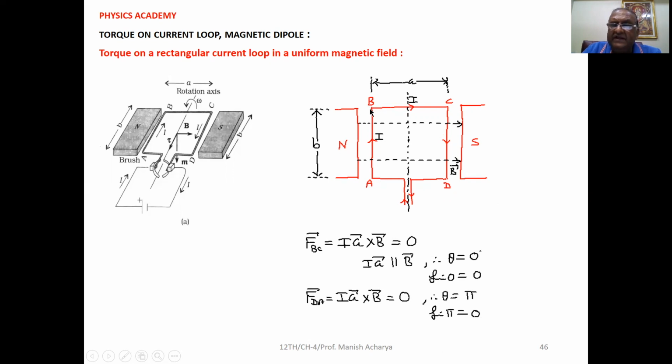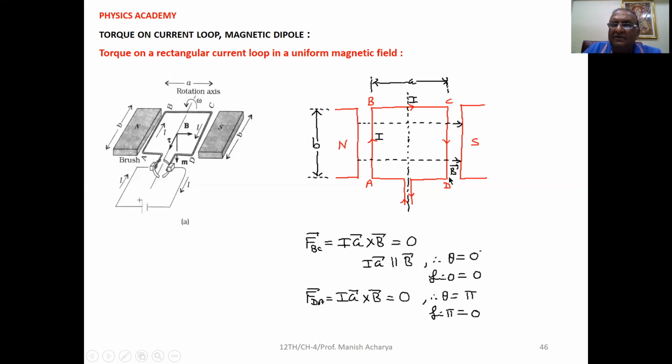So, if we take the force on this BC side, then the BC side has length A, and the current flowing through it is I. So the current element, that is I A, is in the magnetic field B. So the force on the BC part of the loop is I A cross B. But that will be equal to 0. Why? Because I A is parallel to B here. I A and B both are in the same direction. So theta is 0, sine 0 is 0.